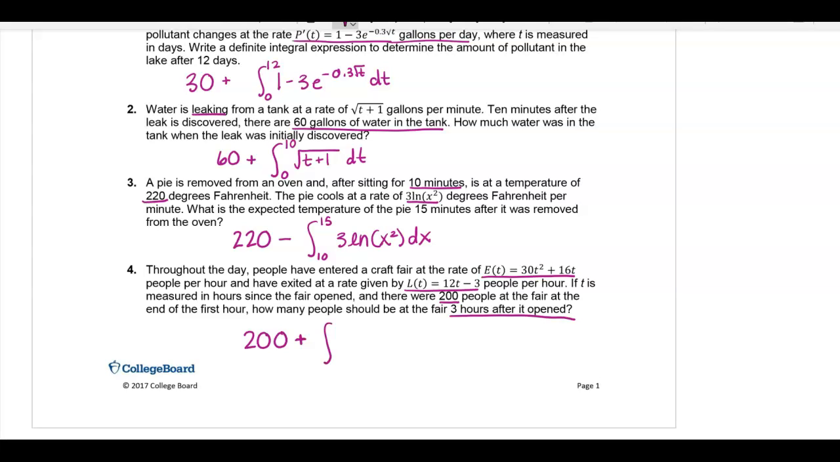And so then we have an integral. There were 200 people at the end of the first hour, so we're going to start with 1. And we're looking for 3 hours as our ending point. So we're accumulating the number of people from 1 to 3. People were entering, so there's that rate. And then we have to subtract the accumulation of the people leaving, which was L of t dt.